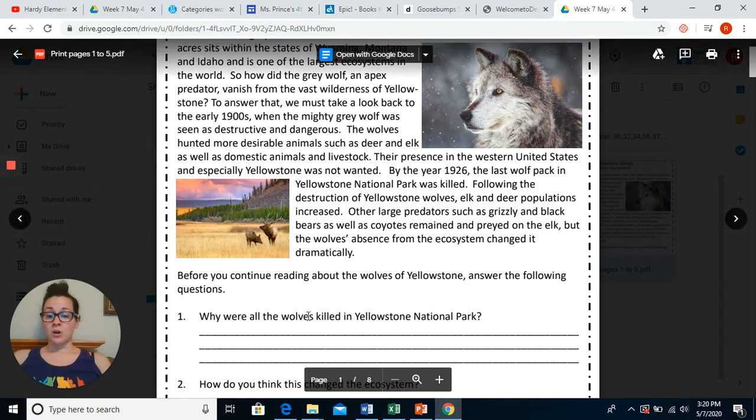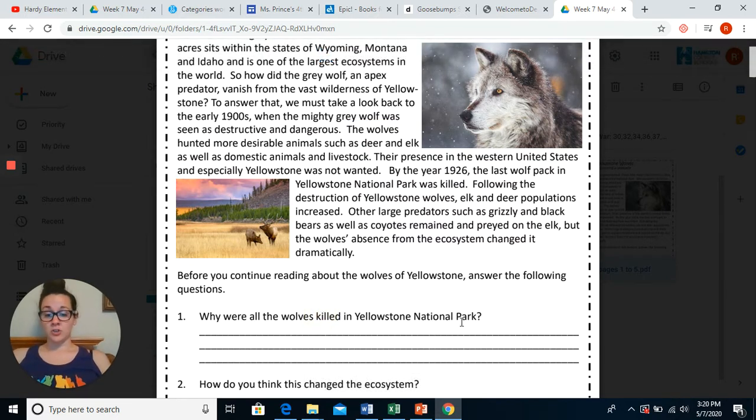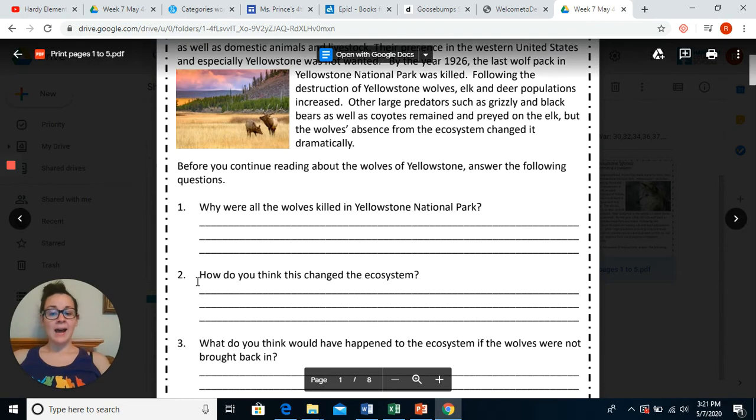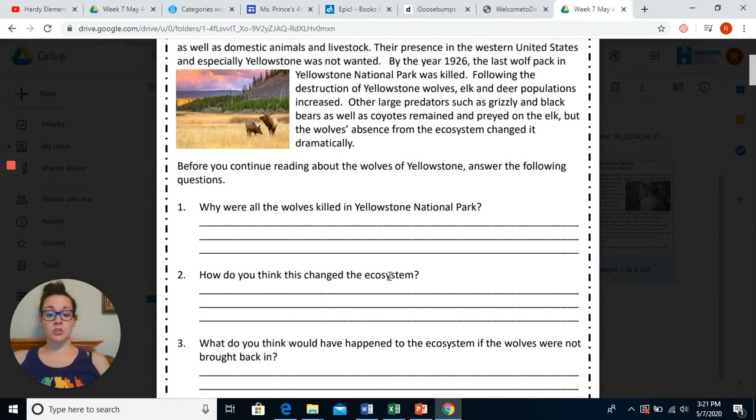So why were all the wolves killed in Yellowstone National Park? They were not wanted because of the amount of animals they were consuming, that they were eating. They were eating domestic animals and livestock, as well as the deer and the elk that lived in the park. How do you think this changed the ecosystem? Once all the wolves were killed, how would that have changed the ecosystem? Think about it. Take some time.